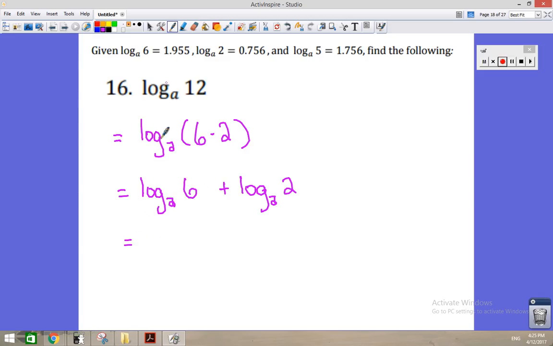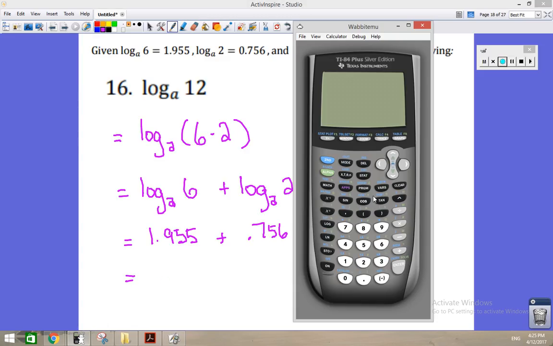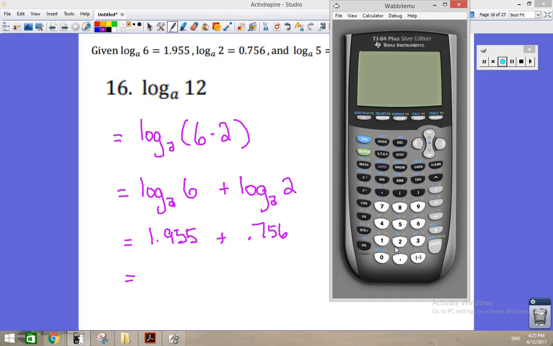Well, they give me the value for the first term. They give me the value of the second term in the directions. So we're done. We can get our final answer by adding this together. I don't want to make a silly mistake, so let me use the calculator to add these decimal numbers. 2.711.